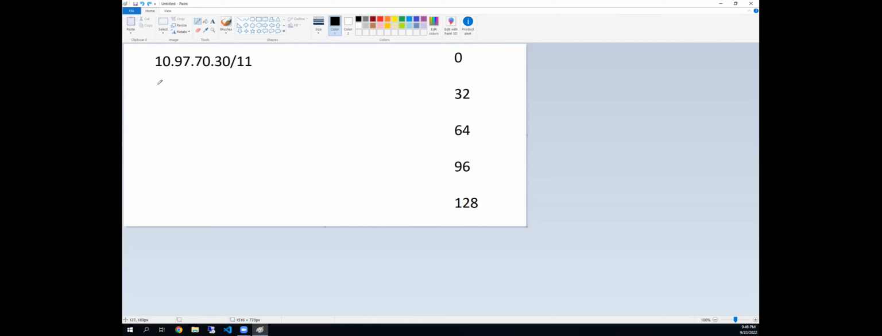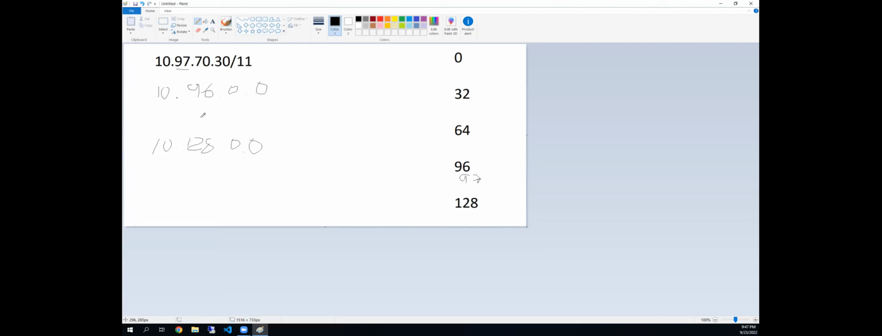Now, based on your explanation, the network would be 10.96.0.0, because I'm working here. We all know that this is the right range, because 97 falls in here. But what's the second subnet? 10.128.0.0. That's the second big subnet.